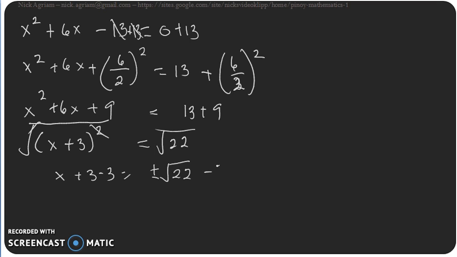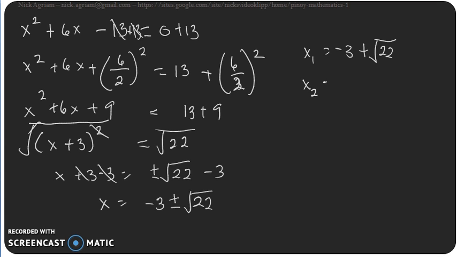Subtract 3 from both sides of the equation. Then I have x is equal to negative 3 plus minus square root of 22. So your x sub 1 will be negative 3 plus square root of 22, and your x sub 2 is negative 3 minus, not plus, negative 3 minus the square root of 22.